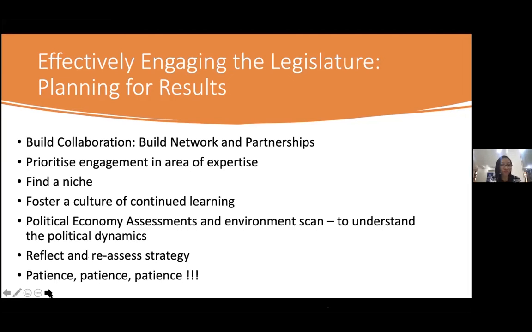Then, of course, reflect and reassess strategy. Patience. I just had to add that because doing legislative work is not easy. It's not a tea party. There are many groups that have pursued legislation or policies for years, decades. You hear about laws being passed after 10 years of campaign, 14, 15, even 17, 20 years of work and campaign. So engaging the legislature definitely requires a lot of patience.